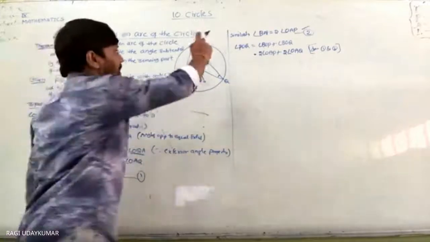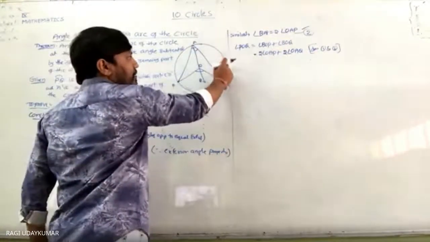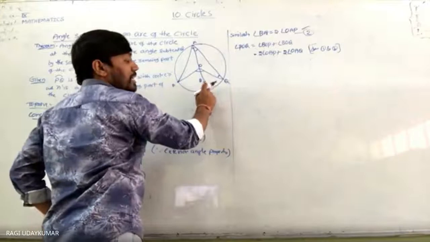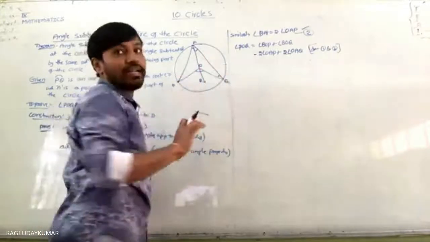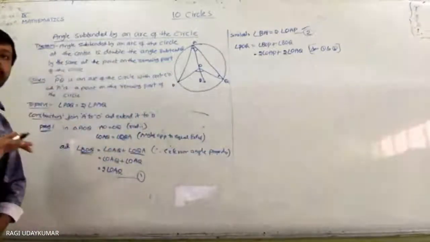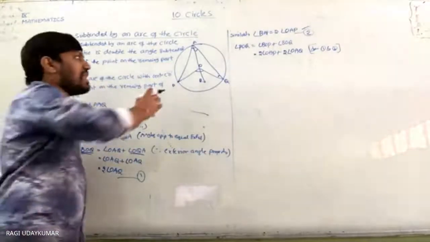Means suppose anywhere, it's not only here. Here if you take, here if you take, here not. Remaining part means other than this part. Even if you take here also, same. First, let us go for solving the problem in a simplest way.